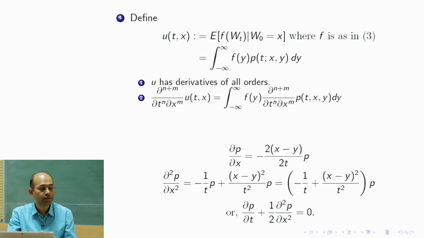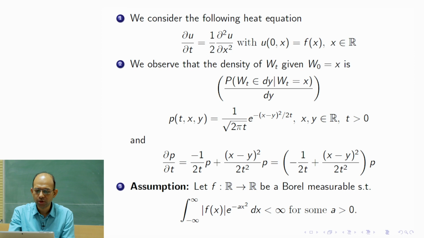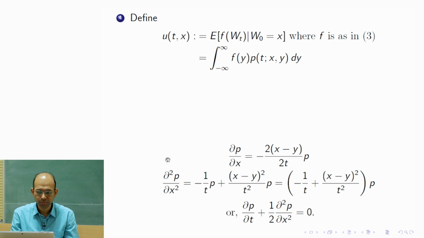So x minus y whole square by t square p. If you club this together, then x minus y whole square by t square minus 1 over t times p appears here, del 2 p del x 2. On the other hand, del p del t is minus 1 over 2 t plus this term. So we see exactly the same expression, just with a half multiplied here. So 2 times del p del t is equal to del 2 p del x 2.